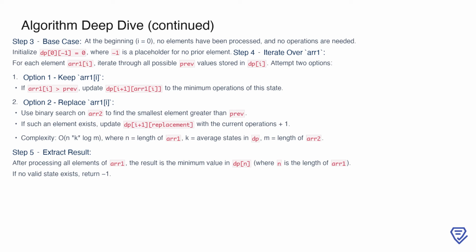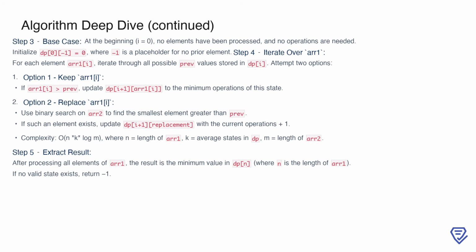At this step, we have two options for each ARR1[i]. The first option is to keep ARR1[i] as is. If ARR1[i] is greater than previous, we update dp[i+1][ARR1[i]] with the minimum operations needed for this state. The second option is to replace ARR1[i] with an element from ARR2. Using binary search on the sorted ARR2, we find the smallest element greater than previous. If such an element exists, we update dp[i+1][replacement] with the current operations plus 1.